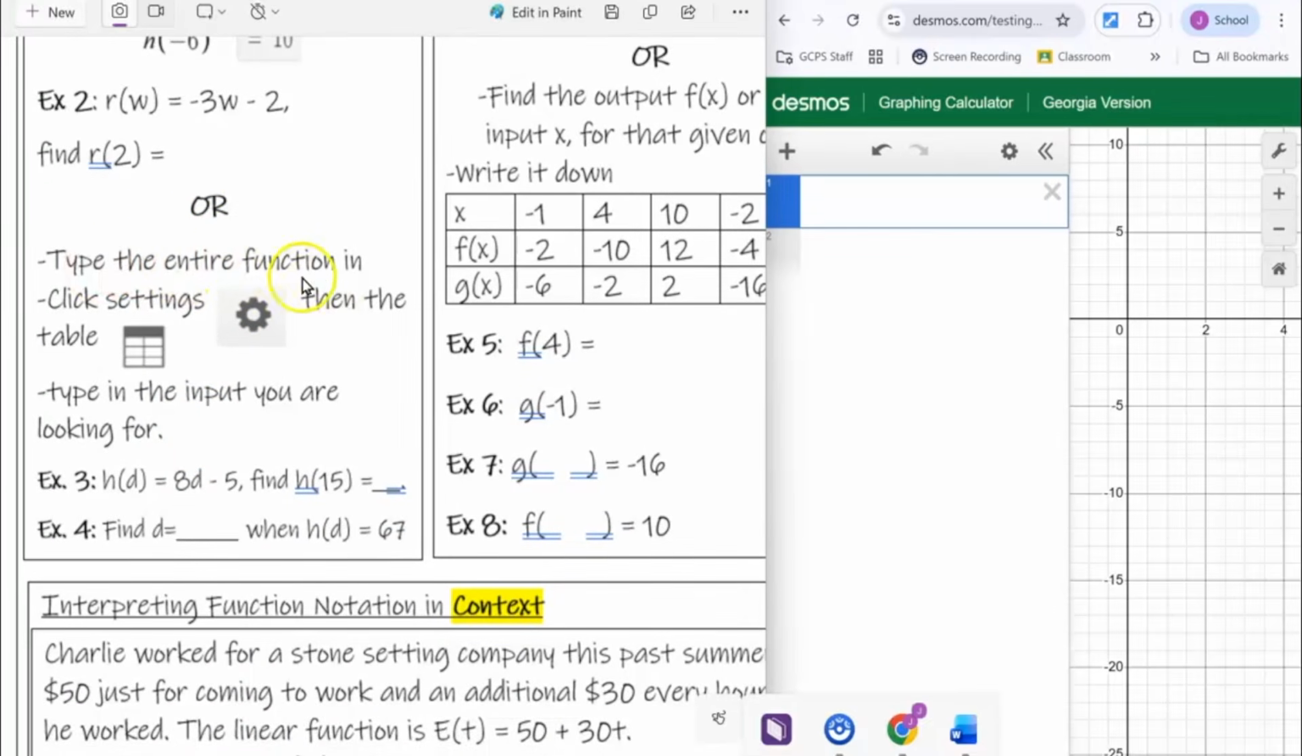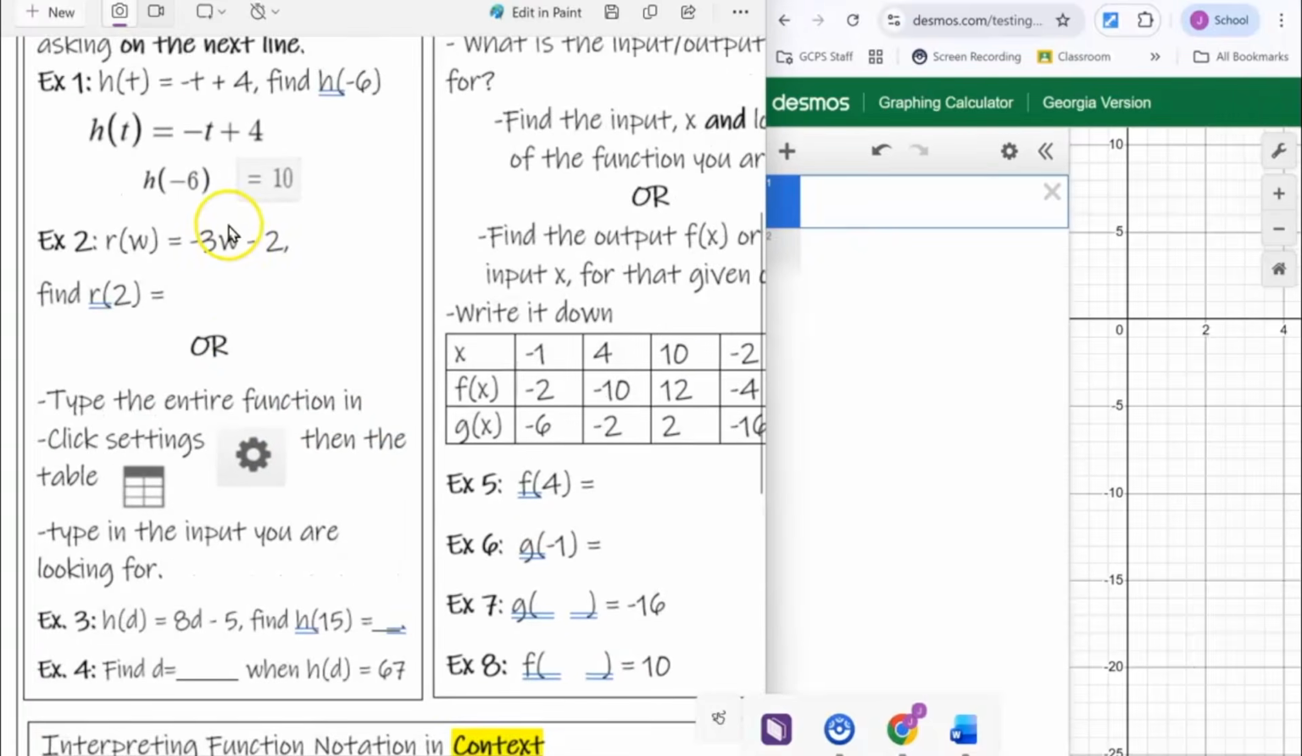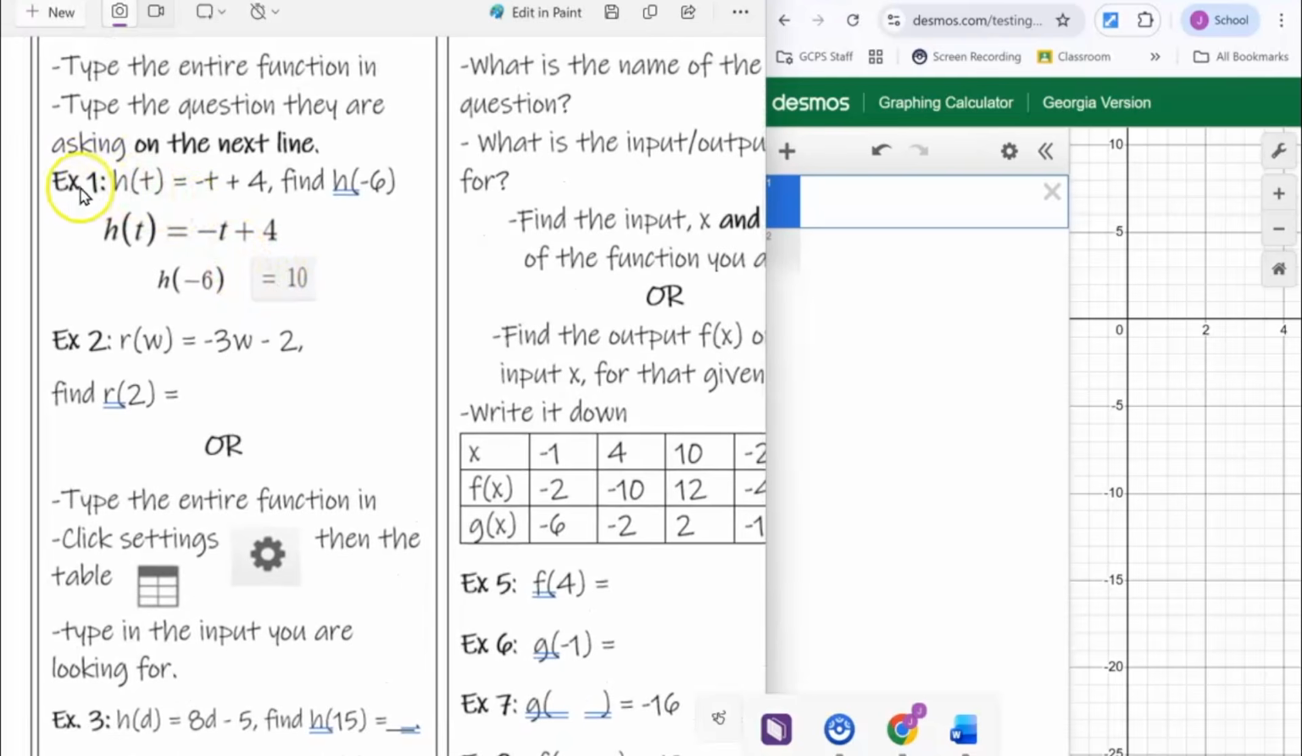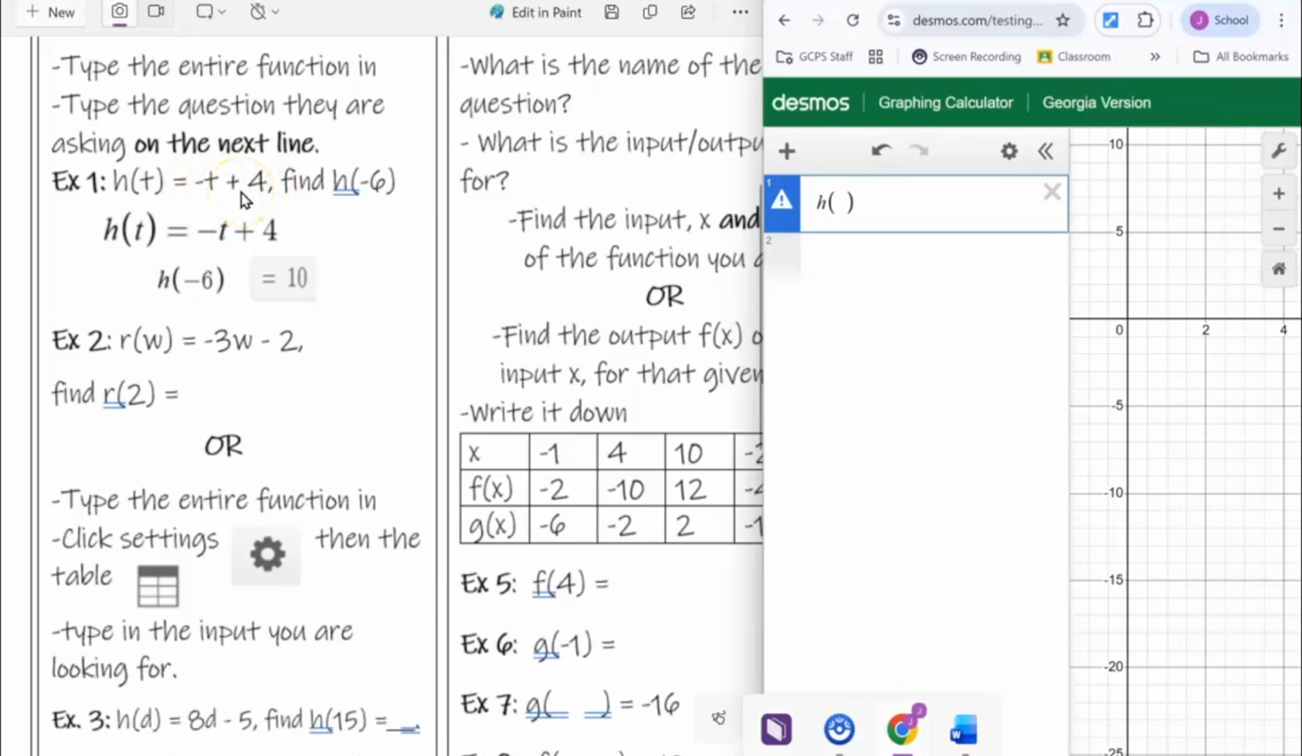So it says type in the entire function, it doesn't say, but it's supposed to be in Desmos. So I'm going to do example 1, and at the same time, you're going to do example 2. So once again, I'm doing the first one. You can copy the whole thing, or you can just type it after, I think. But I'll copy the whole thing. So h of t is equal to negative t plus 4. So again, you shouldn't have copied mine. You should have copied r of w equals negative 3w minus 2.